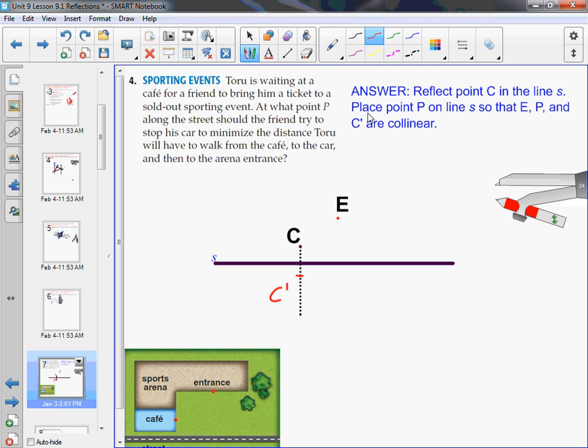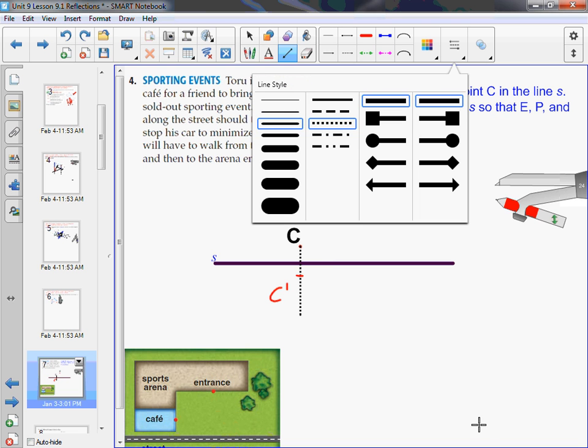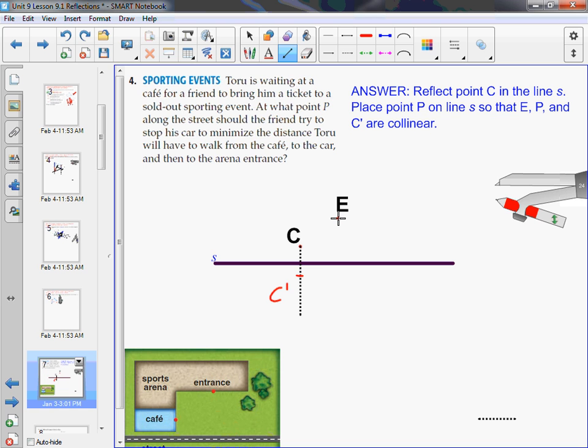And I think this next part's kind of neat, because now I'm going to connect E and C prime with a dotted line. And guess where P goes? Where the dotted line connecting E and C prime intersects the line of reflection, that's where point P goes. So that's where you need to park your car. Get it? P for park.